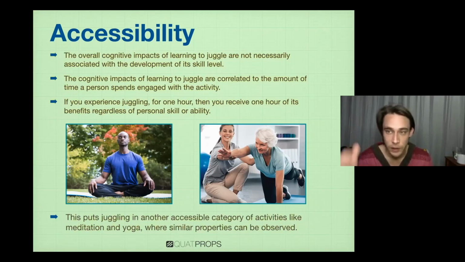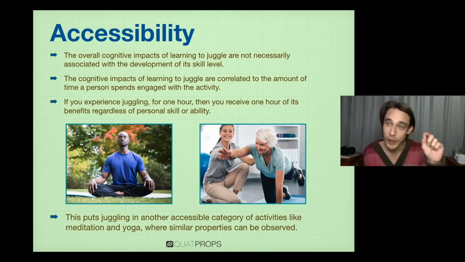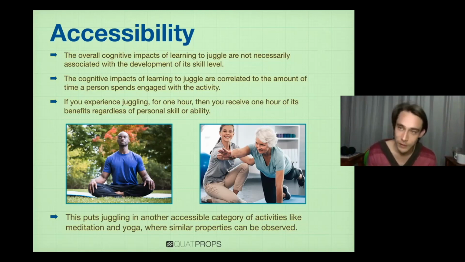It puts juggling right alongside things like yoga and meditation, which science also understands to have the same sort of effect. When you meditate, it's not about how good you meditate. It matters how long you spend in this cleared state of mind where you're not processing time. And with yoga, it's the same thing, and that's why these particular activities have been integrated so rapidly and so much into society, because we know this about them. The impacts are relative to how much time the person spends engaged. That makes them universally inclusive.